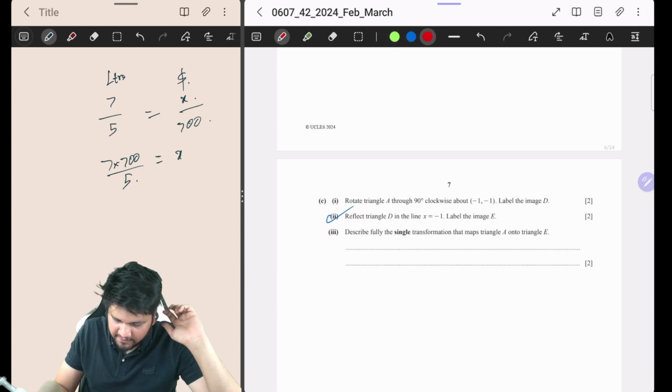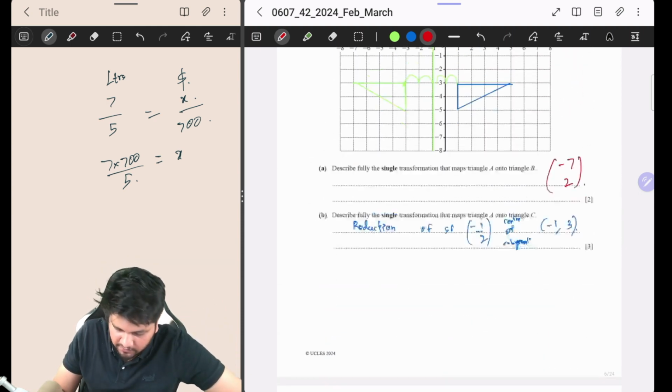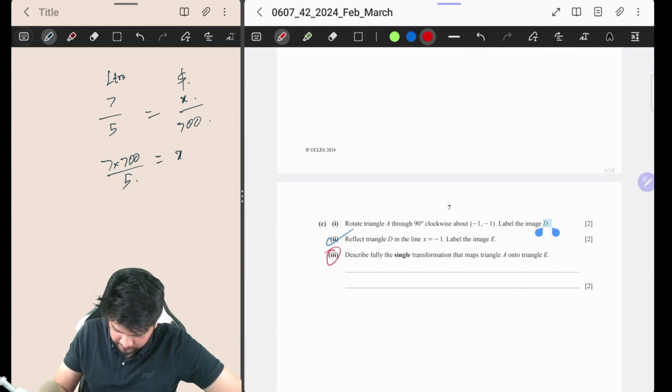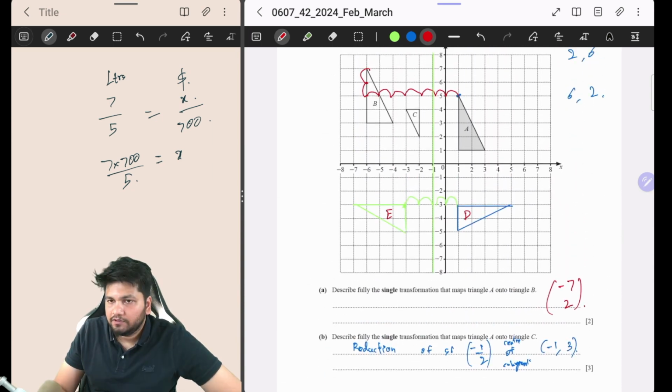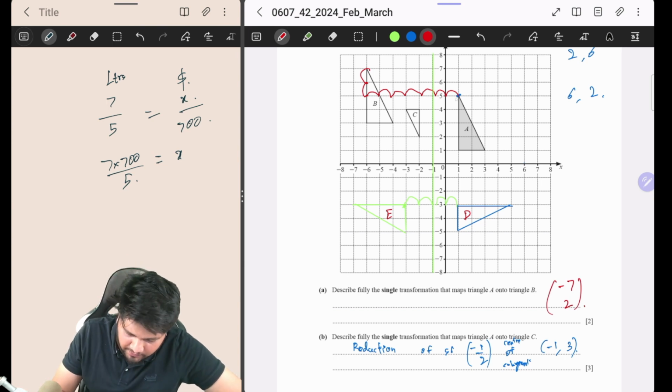And finally they are asking, describe fully the single transformation that maps triangle A onto triangle E. So what is the transformation with respect to A and this E? So this is your E triangle. This was your D. I can see that it's a reflection, of course. But if I want to confirm what exactly it is, I'll just draw this line. I'll just draw this line. And I'll just draw this line.